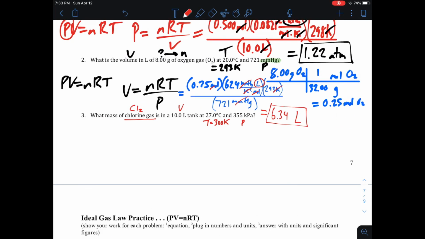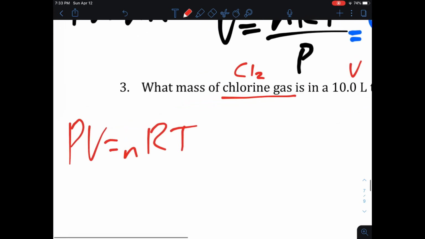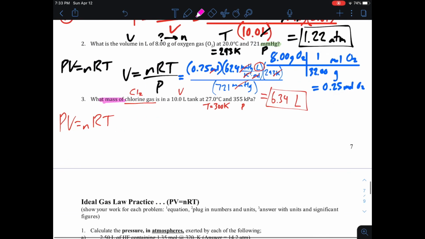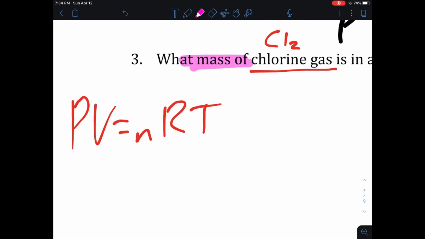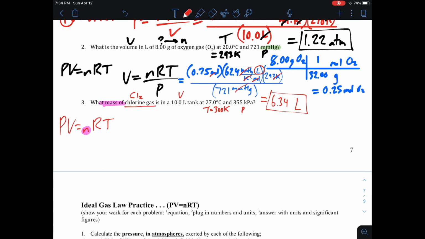All right. And we have an equation, PV = nRT. In this one, it's asking for what mass? Where do you think we're going with this? Think about that. Where does mass show up in this equation? It actually doesn't. But remember that one of these variables can be converted to mass pretty easily, and that variable is moles. So we're going to solve for moles. n equals PV over RT.